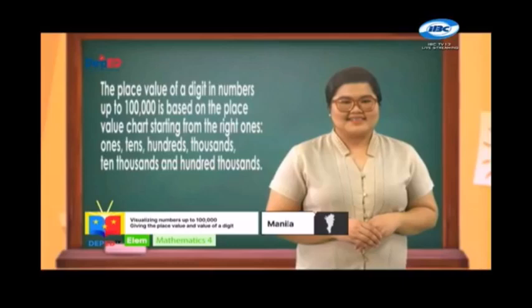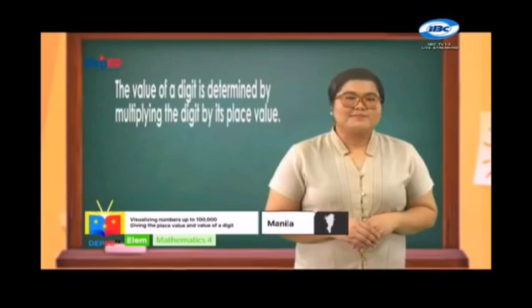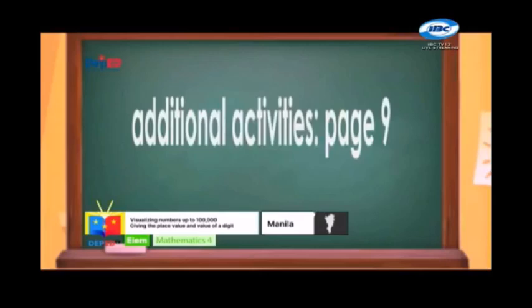The value of a digit is determined by multiplying the digit by its place value. I know that you have enjoyed our Mathly adventure today. For your assignment, study this table and answer the following questions.